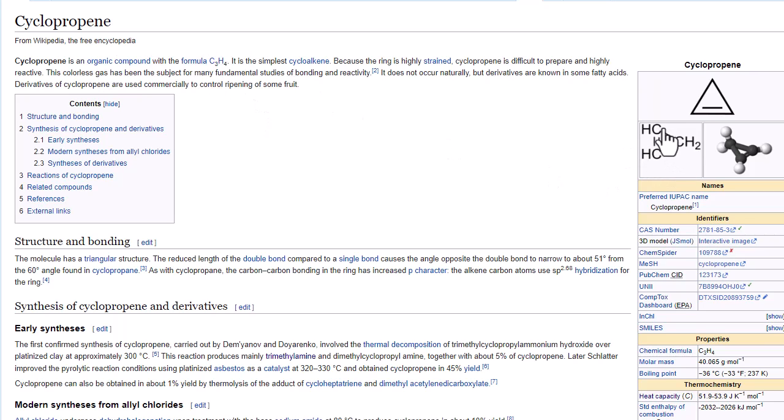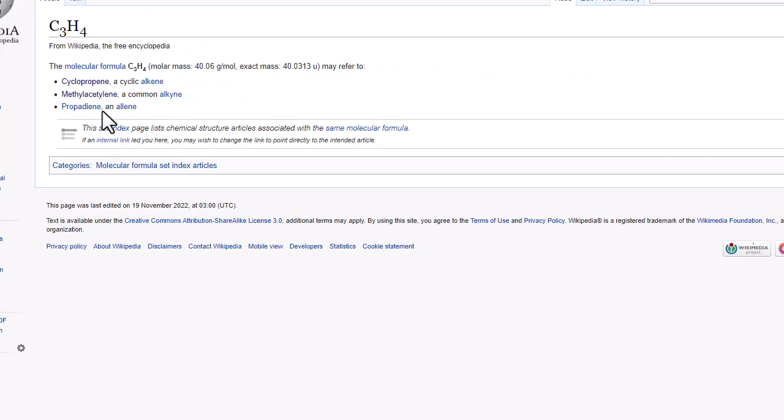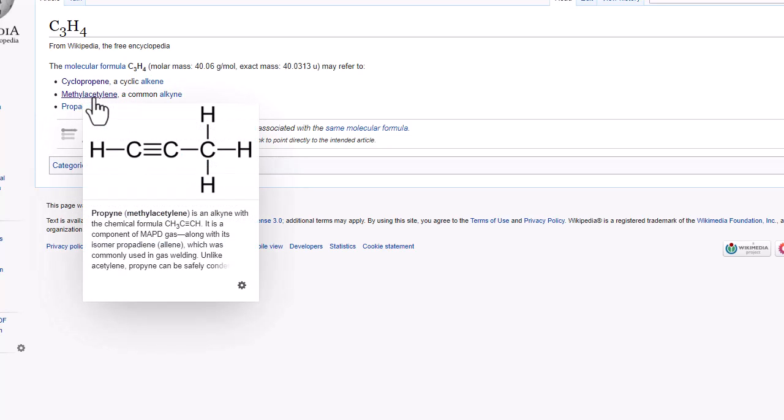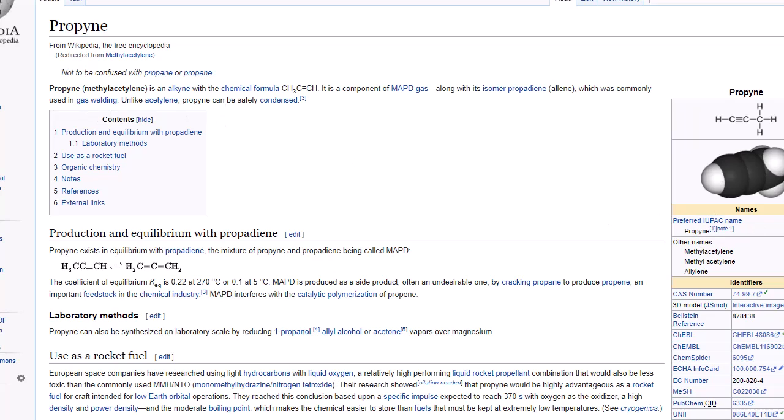But carbon is interesting in that you can do lots of things with it. So let me just move back. And the other possibility for C3H4 is this methylacetylene. It's also called propyne. And you can see here's its formula.